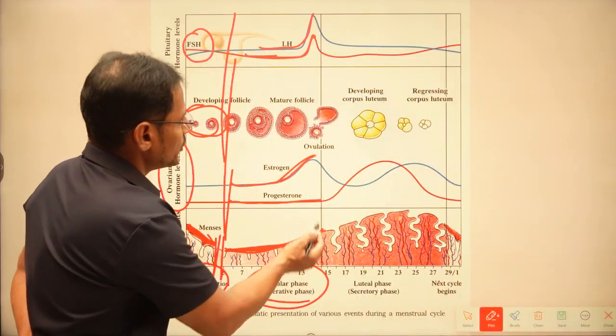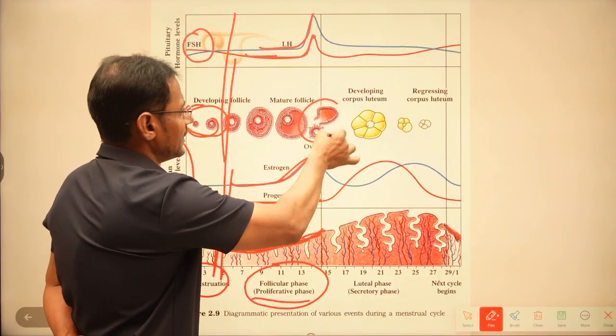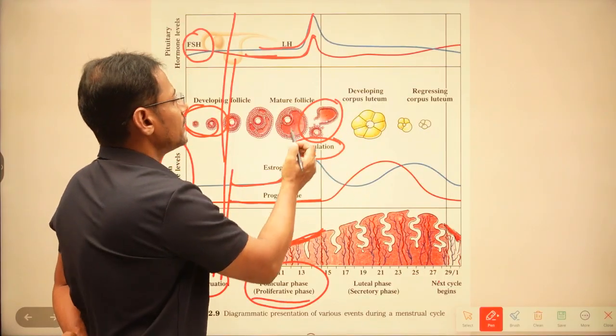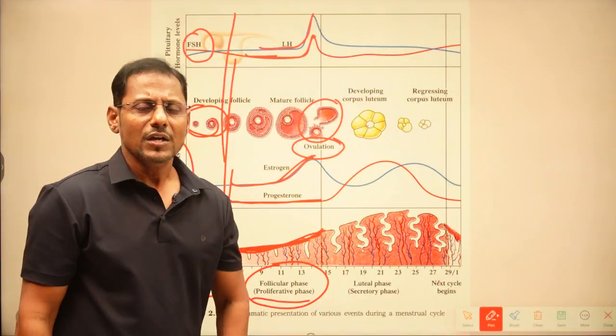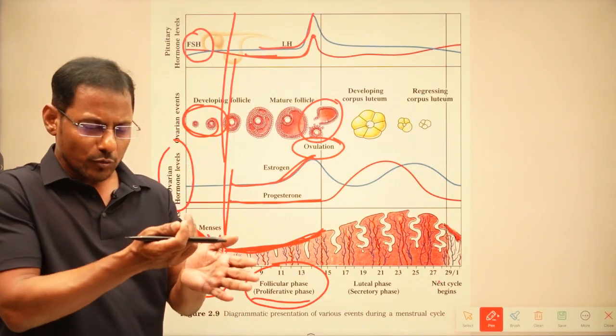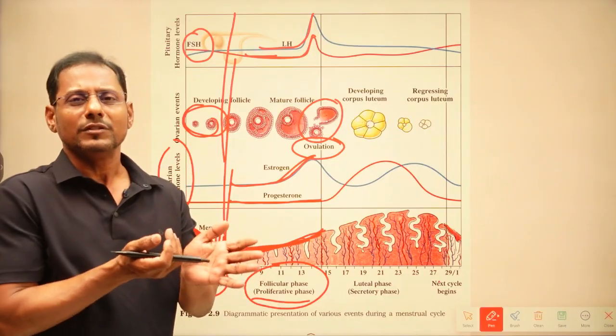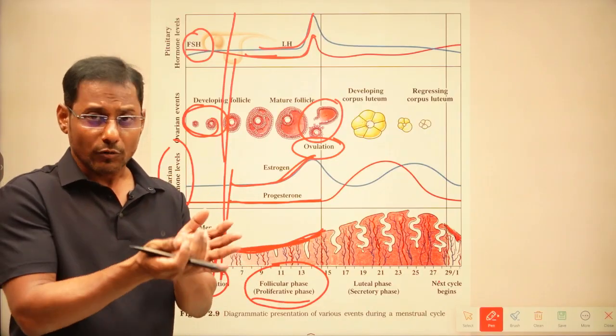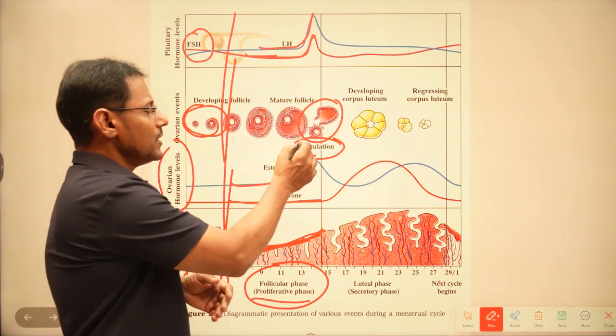And coming to this particular 14th day, what is happening here? The ovulation is taking place. It may be plus or minus 1 day to 14, right? Sometimes it may happen on the 13th day, or it could happen on the 15th day itself, maybe, right?